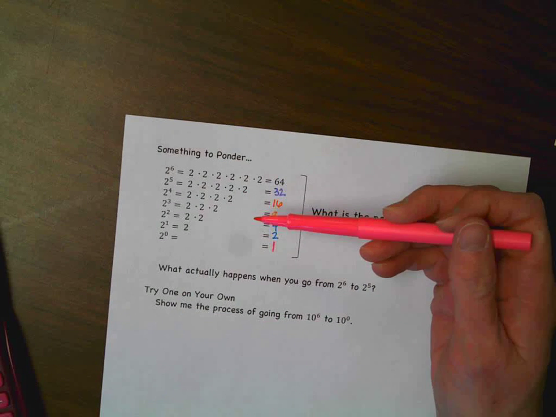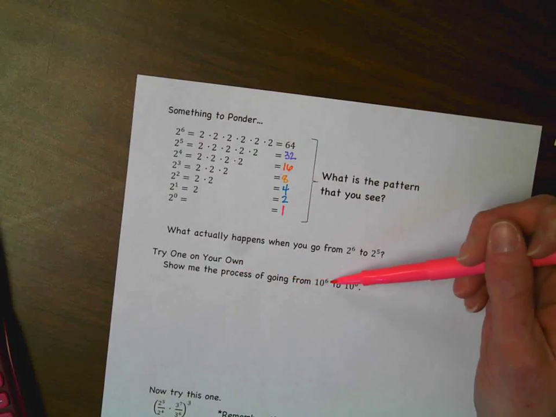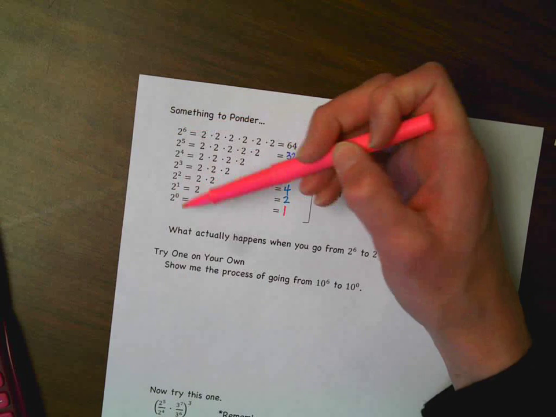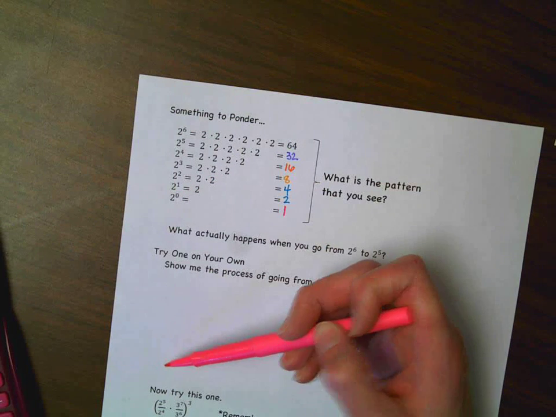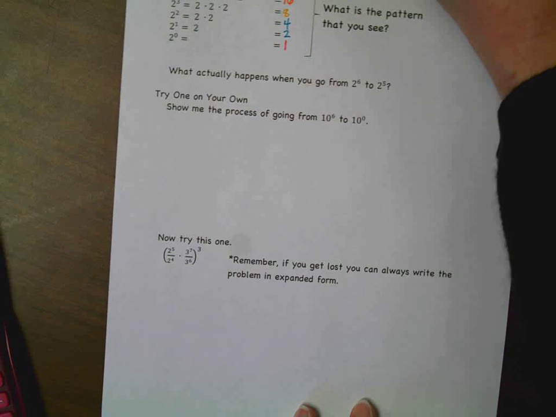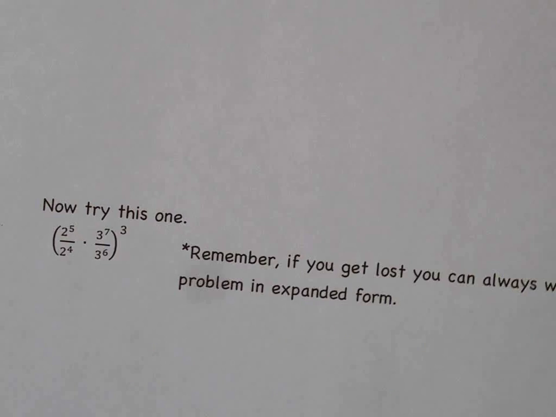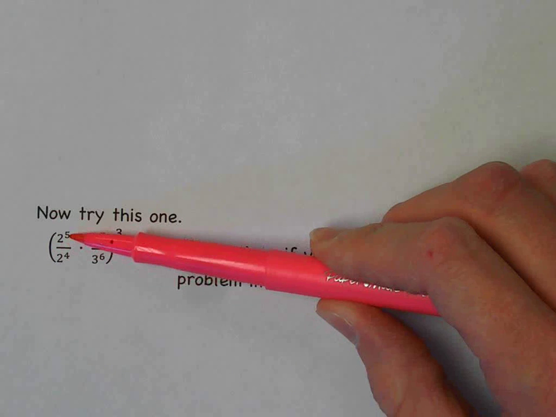Okay, so now I want you to show me this one, and we're going to check this in your notes when I look tomorrow. Show me the process of going from 10 to the 6th to 10 to the 0. So this one was 2 to the 6th down to 2 to the 0. You're going to show me 10 to the 6th down to 10 to the 0 and see if you can figure out the pattern that's happening.